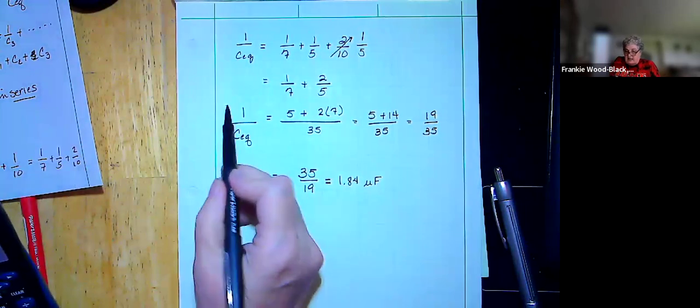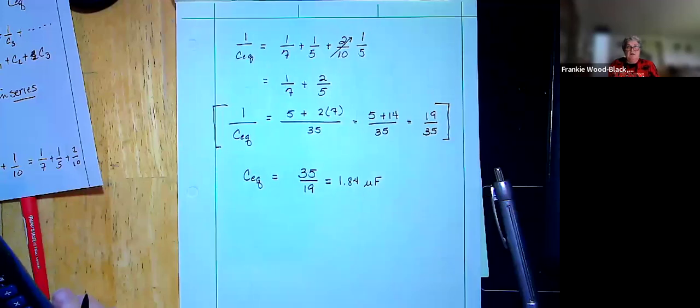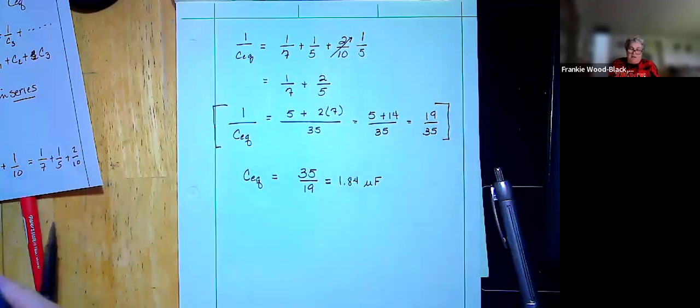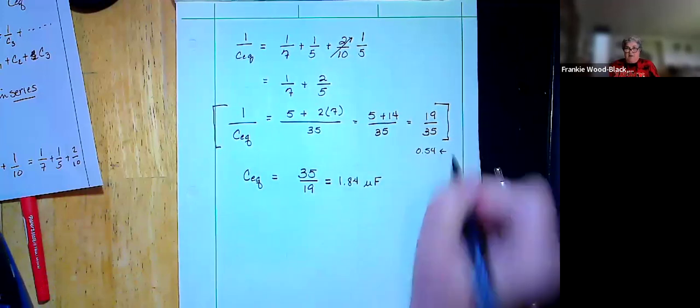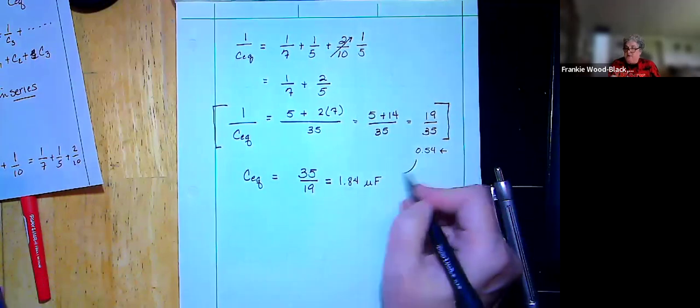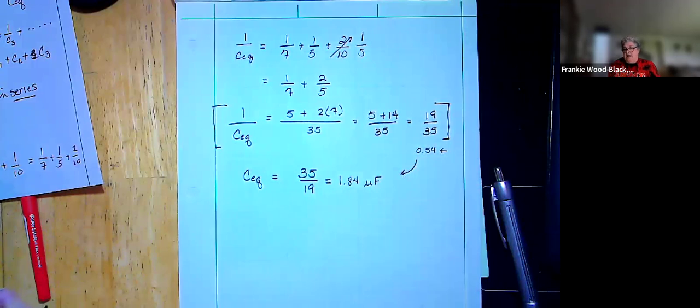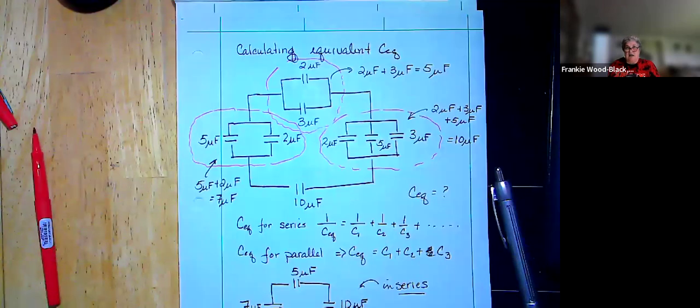Now, this is the place where people make a common mistake in WebAssign, because a lot of times you'll calculate 19 divided by 35, and that'll be 0.54, and you plug that into WebAssign, and WebAssign tells you that's not the right answer. But if I take the inverse of that, I'm going to end up with that number. And that's how you actually work through these kinds of calculations.